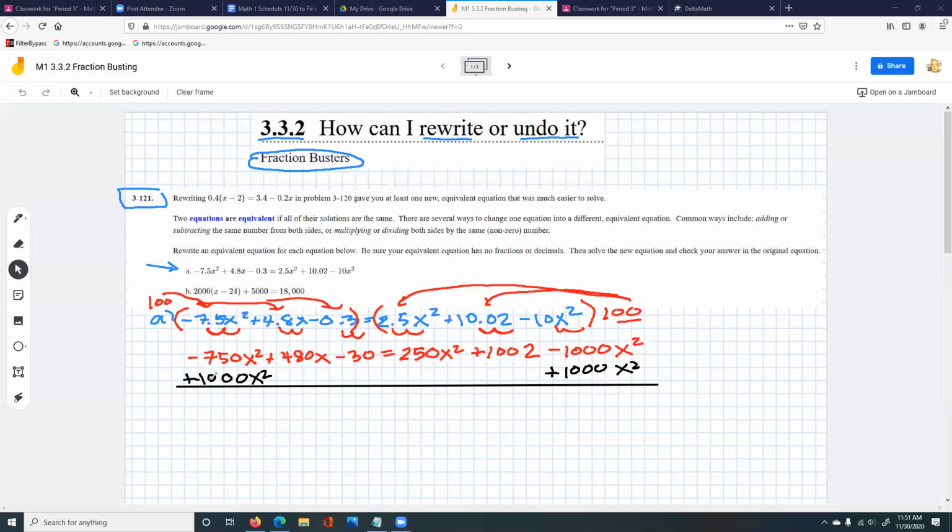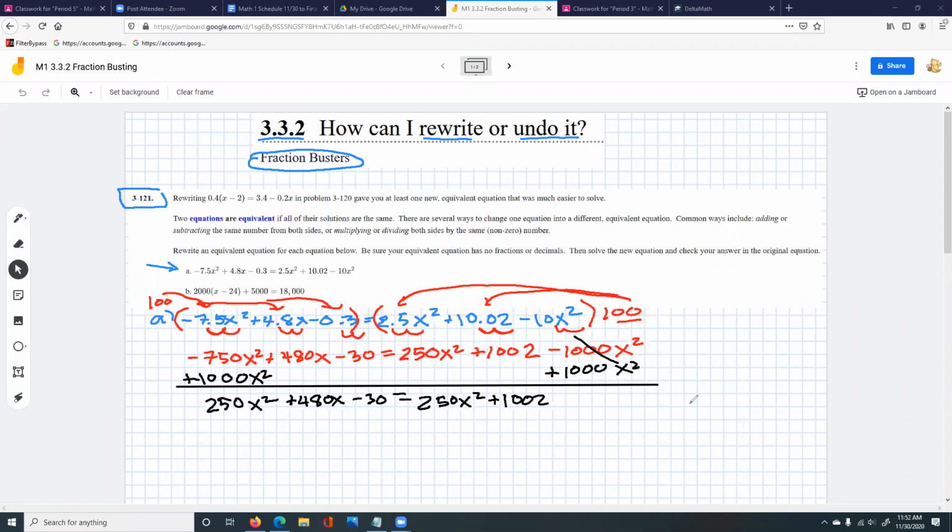Now, when I do 1,000 minus 750, that's pretty easy. That's 250x squared plus 480x minus 30 equals this stuff, 250x squared plus 1,002.